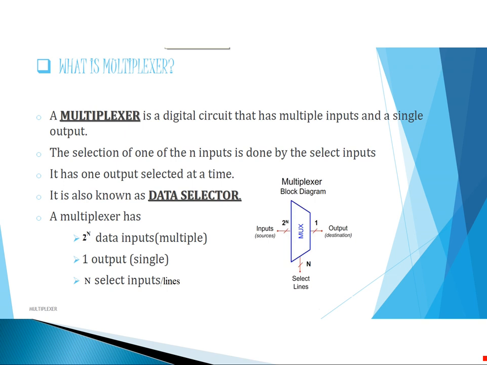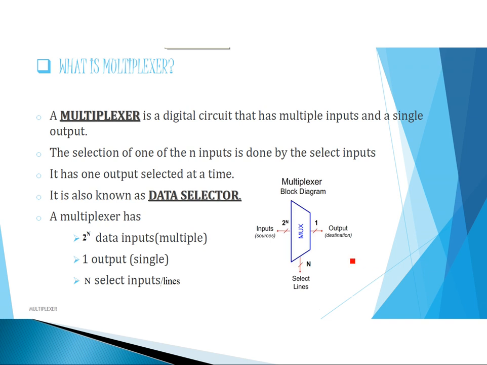A multiplexer is a circuit that has multiple inputs and a single output. The selection of one of the n inputs is done by the select lines, and it has one output selected at a time. A multiplexer is also called a data selector because it will select only one input at a time.